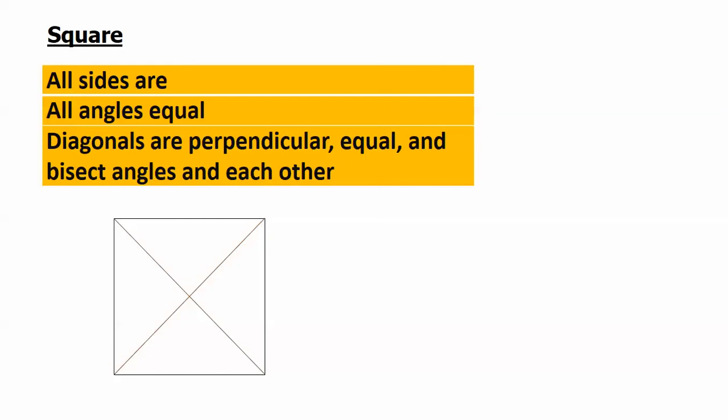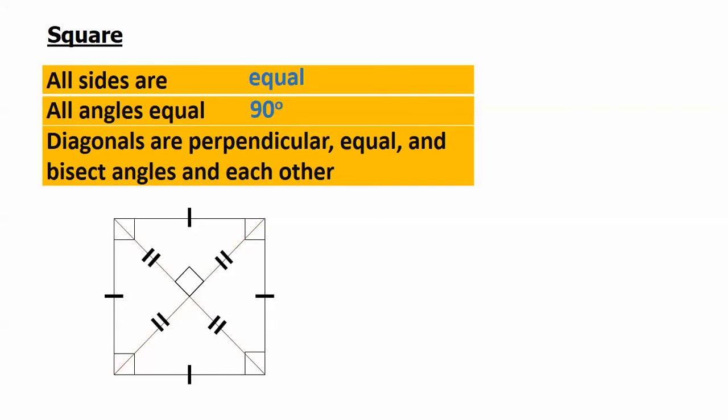A square. We're going to find in a square that all the sides are equal, same as a rhombus. We're going to find that all the angles equal 90 degrees, just like a rectangle. And we're going to find the diagonals are perpendicular, equal, and bisect angles and each other. Whew, that's a lot going on. So here's what that is going to look like. Every angle at the center of a square will be 90 degrees. All of these little diagonal halves will be equal to each other.